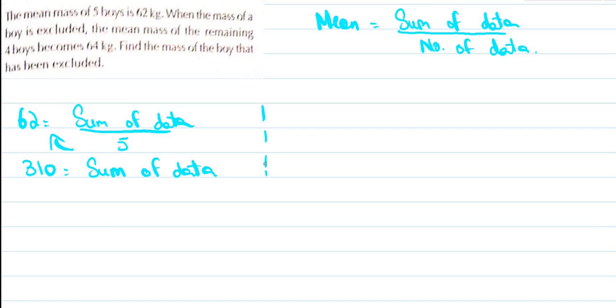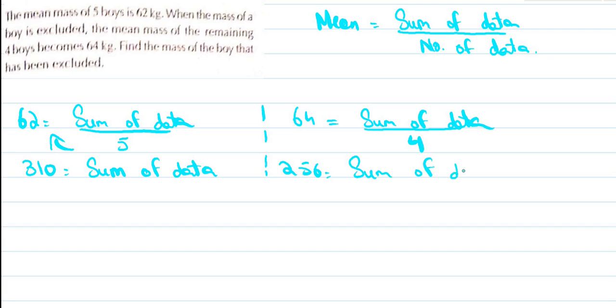Now the question says that one boy has been removed and the new mean is 64 kg. 64 kg is equal to sum of data divided by number of data, which means the number of students now is 4. Now what is 64 multiplied by 4? 64 multiplied by 4 is equal to 256 and this is your new sum of data. If I were to subtract 256 from 310, it would result in 54 kg. This means that the weight of the boy who has been excluded was 54 kg.